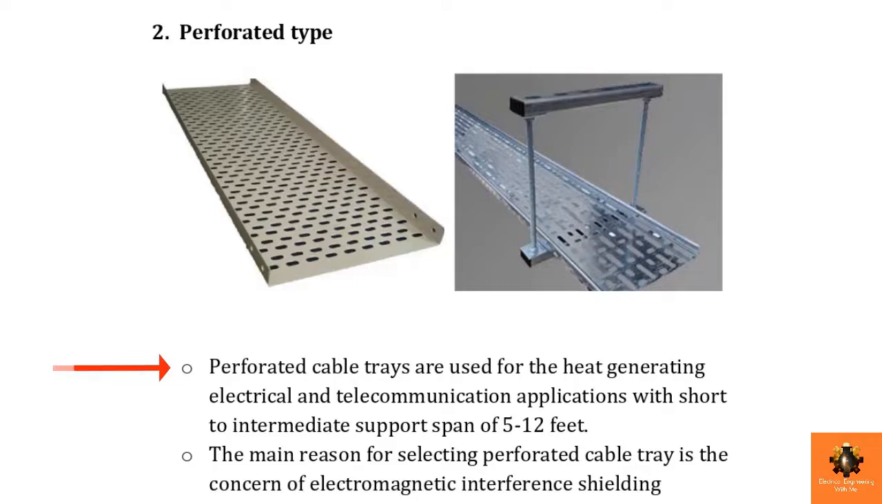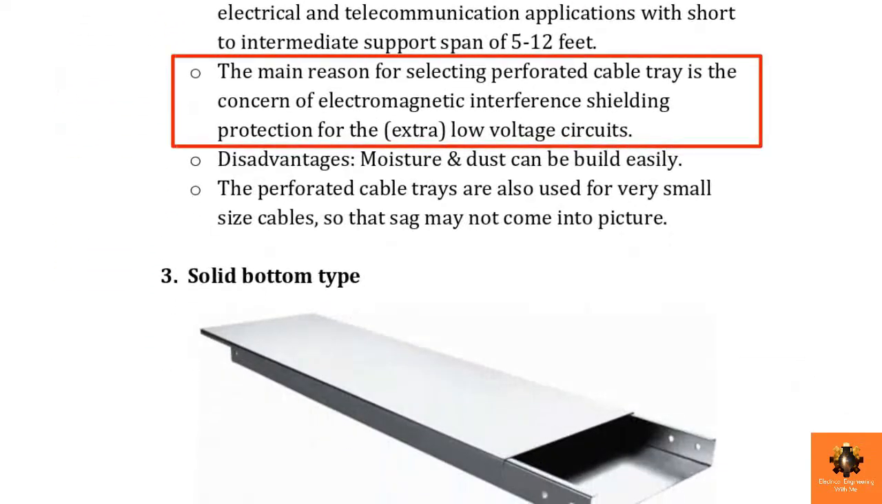Okay, for the raw power load we are going to use this cable tray with intermediate support spans of 5 to 12 feet. For small spans we use these types of tray, and the main reason to select this tray is the concern of electromagnetic interference. With respect to cable, we have a concept called electromagnetic interference, that is, radiations from the cable will be released. So these trays provide shielding protection for low voltage circuits.